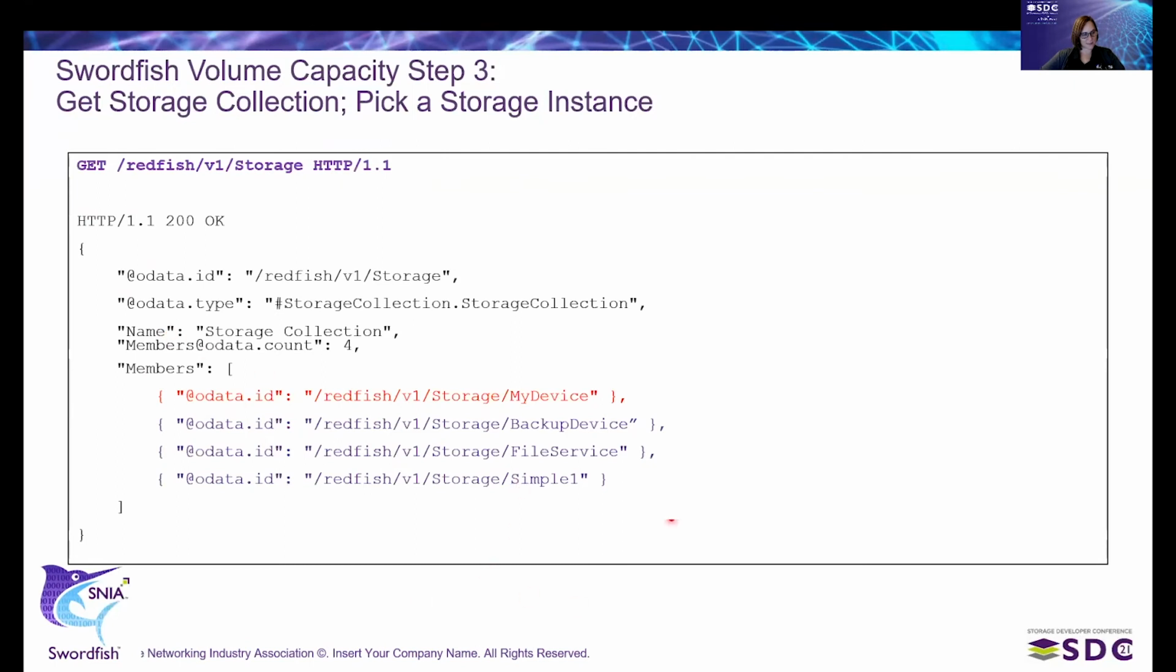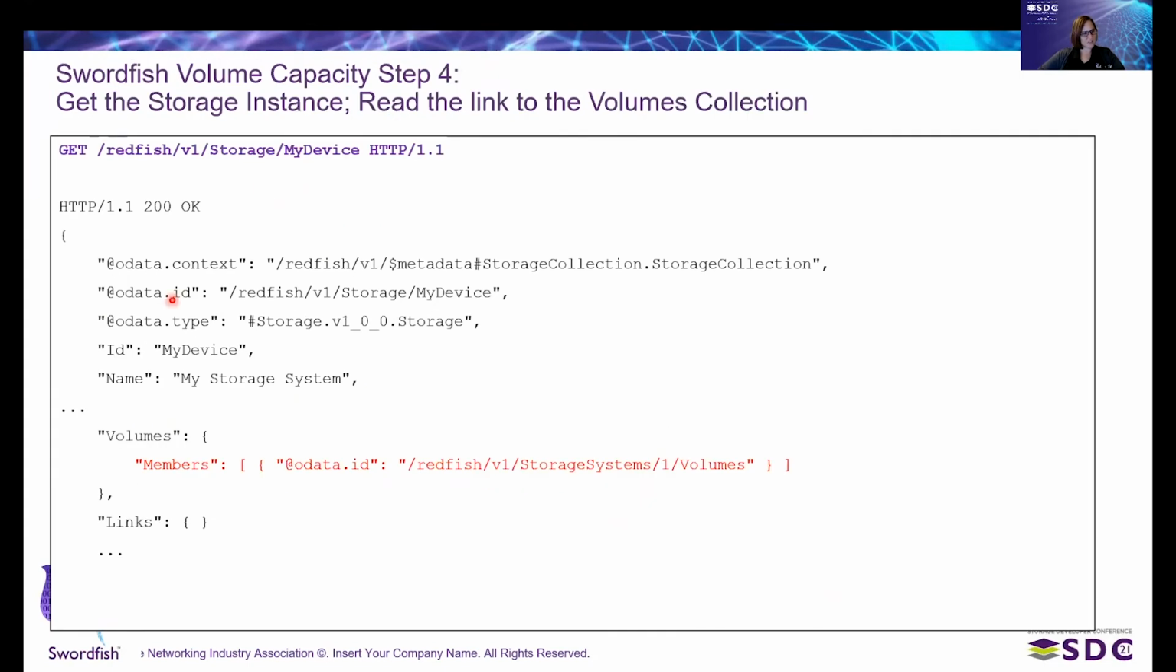Basically, we take that URI and do a get across redfish/v1/storage now. And here we see that storage collection. And again, a collection is a set of like objects. So this is a storage collection. This indicates that there's 4 different storage instances in this system. We're going to pick this highlighted one in red, which is my device. So we'll do the same thing again, work our way down through, get the storage instance here, /redfish/v1/storage/my device, and then find in that payload the volumes collection and work our way down one further.